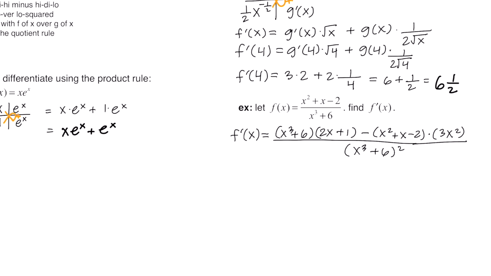Okay, so let's recap. It's low, and then d high, minus high, and then d low, all over the low squared. And now we simplify it up.